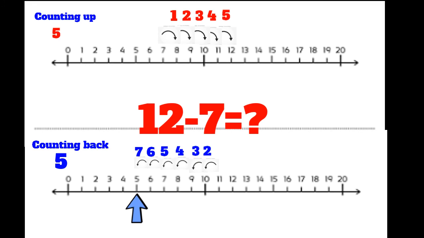Okay, so let's see how you did. When I look at these two number lines, I see that it only took us 5 hops to get to our answer when counting up, and it took us 7 hops to find our answer counting back. So for this equation, 12 minus 7, I would say that counting up is easier because we had to make less hops. So don't get confused. I don't want you to think that counting up is always going to be the easier strategy. You have to just apply both and then make that decision on your own.